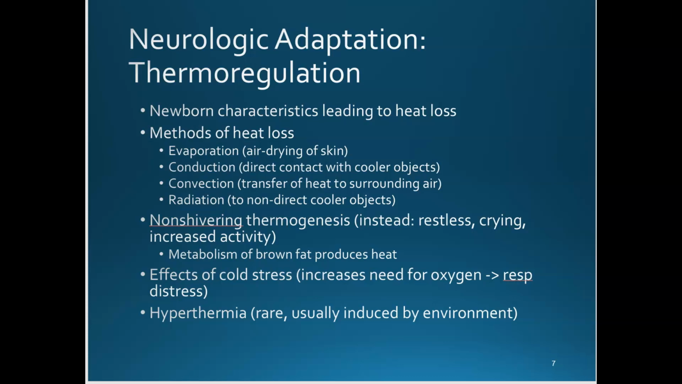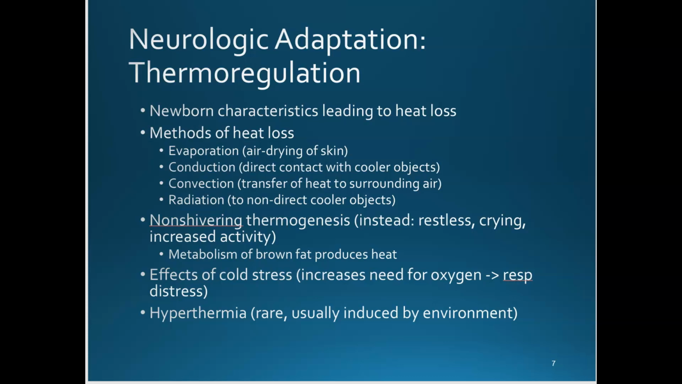Transfer of heat to surrounding air, just being like a cooler room, would be convection. Radiation would be to non-direct cooler objects. So equipment we use on baby, a good example of this is like the windows. If it's very cold outside and the windows are cold, that pulls heat out of the room, which decreases the temperatures for baby in the room.